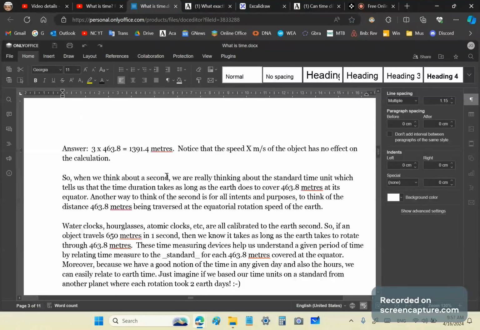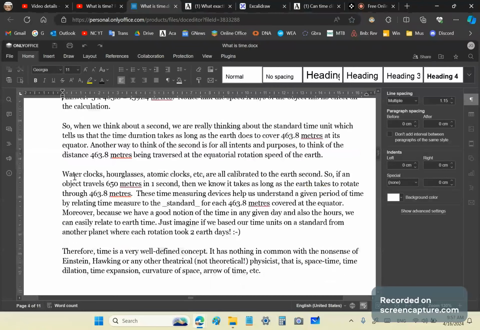All right. So I'm telling you that a lot of physicists don't even know this. They're totally clueless. They're brainless. Okay, so when we think about a second, we're really thinking about the standard time unit, which tells us that the time duration takes as long as the Earth does to cover that distance of 463 meters at its equator. Another way to think of this is to think of the distance 463 meters being traversed at the equatorial rotation speed of the Earth.